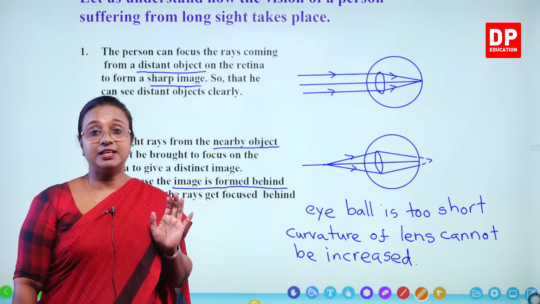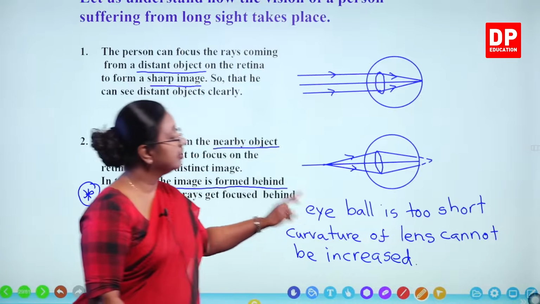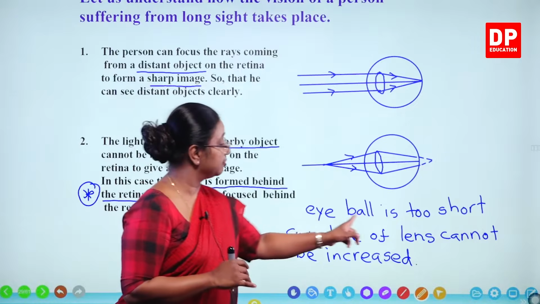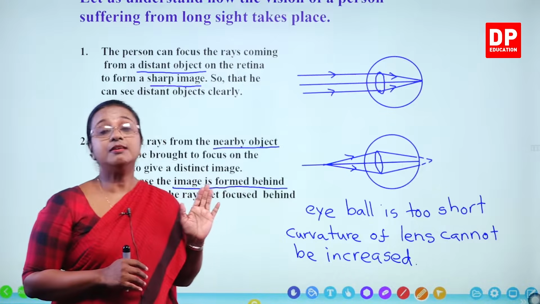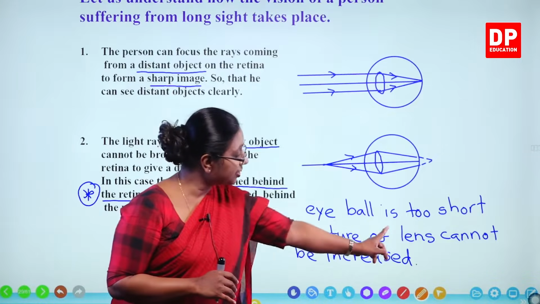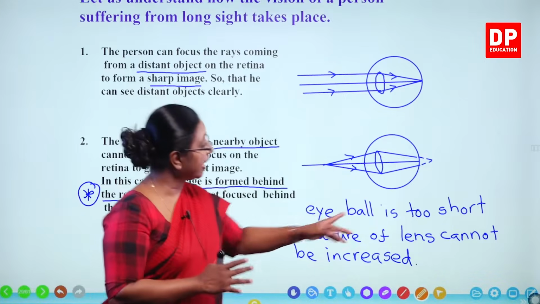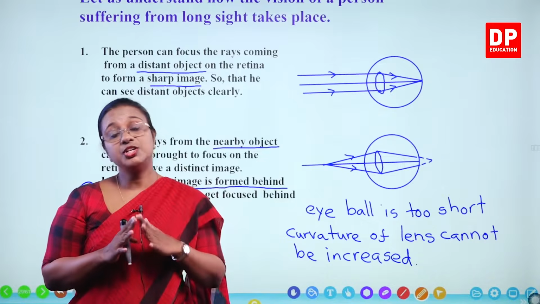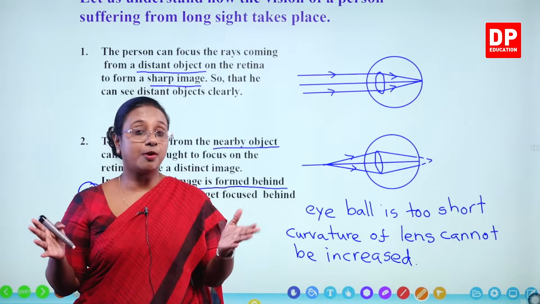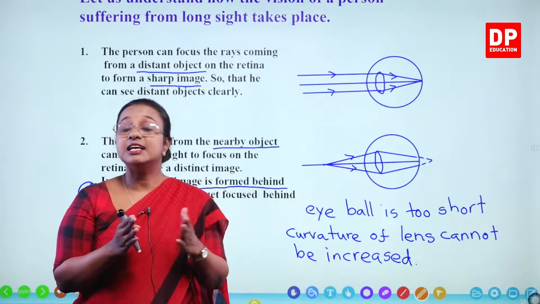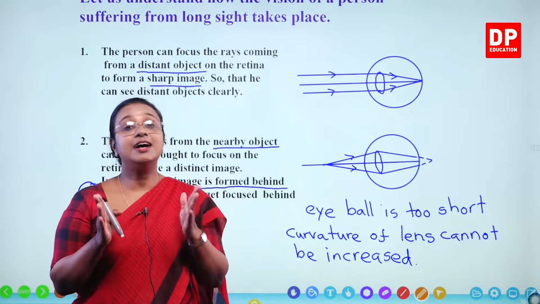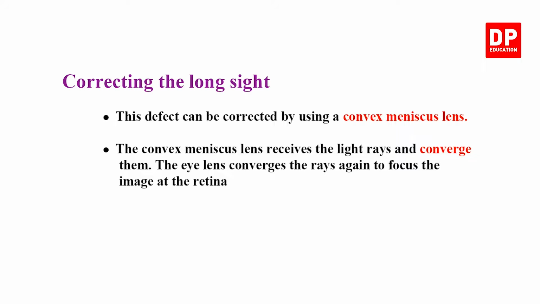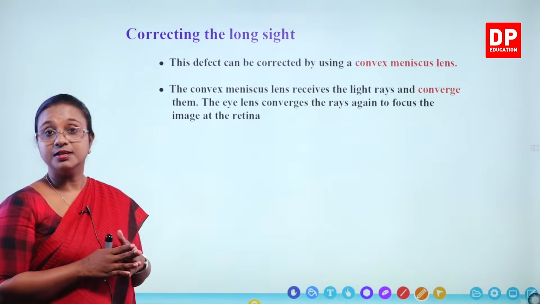So how can we rectify it? Now, we can't change the size of the eyeball. We can't make it longer. But we can help to focus the light onto the retina. Here, because the curvature of the lens cannot be increased, the light cannot be focused onto this point. So if we help the eye to focus it onto the retina, then we can rectify the problem. To do that, we need a converging lens. What is that? A convex lens. So we will see how we can rectify this problem, correcting long sight.